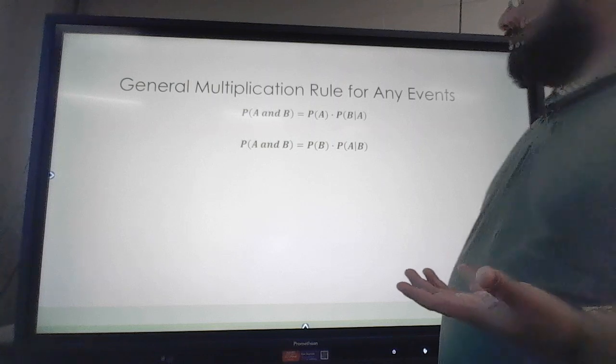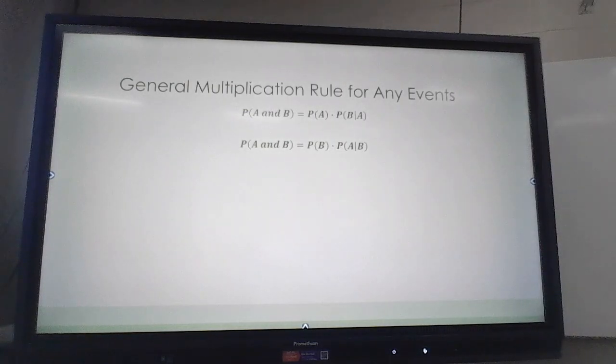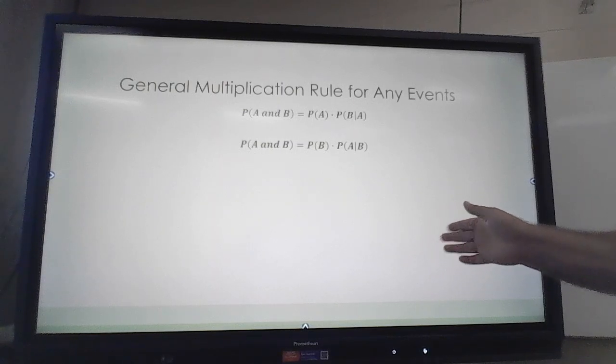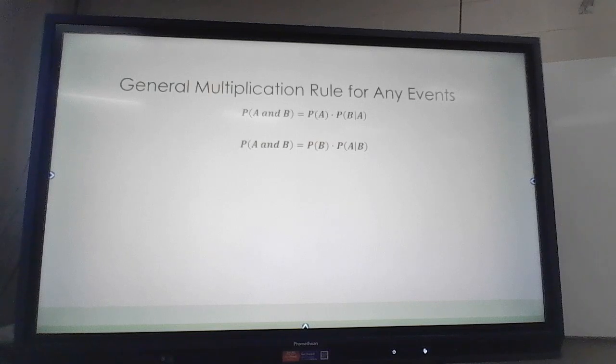All right. So in general, there's a general rule for multiplication. The probability of A and B is given by the probability of A times the probability of B given A. And the probability of A and B works for the other way around too.